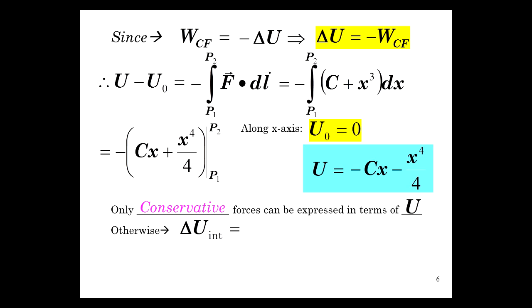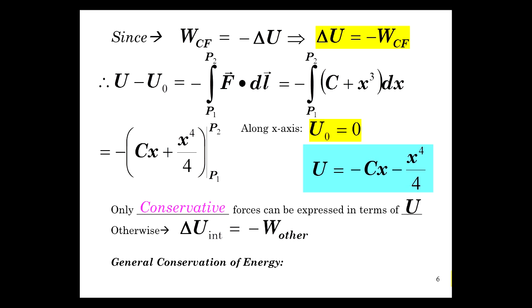If not, the alternative is that there is a change in the internal energy of the object equal to minus work other. If we think of friction, the work done by friction is negative, so if you take a negative of a negative, you have a positive. And so you change the internal energy of the object through friction by causing heat. The average kinetic energy of the atoms making up the object increases. It changes the internal energy of the object.